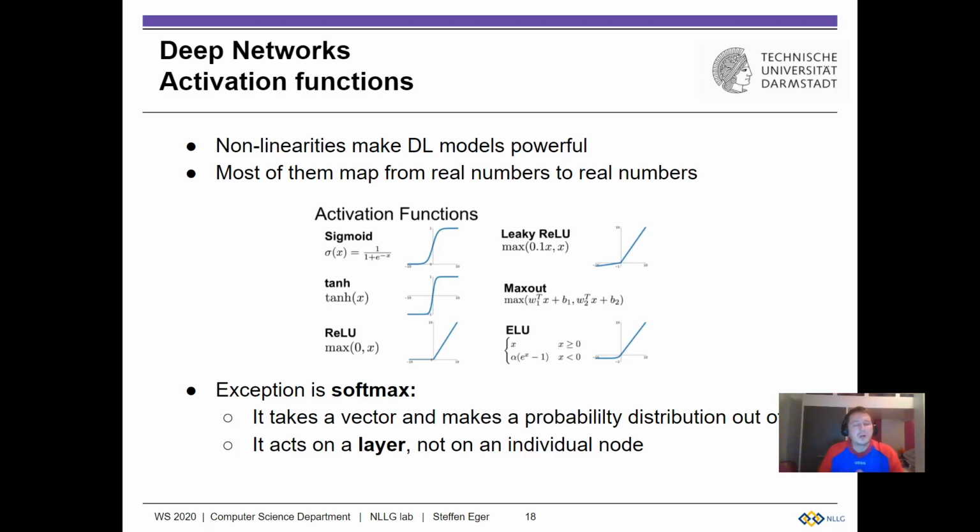So we would want to have a probability distribution which would say with 80% it's about politics, with 10% it's about science, and with 10% it's about sports. That's why people oftentimes, when they do classification, use this softmax activation function in the output layer.